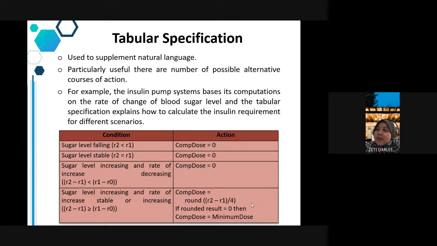Dekat sini kita ada example: the insulin pump system bases its computations on the rate of change of blood sugar level, and the tabular specification explains how to calculate the insulin requirements for different scenarios. So the condition, for example, the sugar level falling, which is when R2 is smaller than R1, so compute dose, dia berapa banyak, and so on and so forth. So these are the logic for the algorithm.